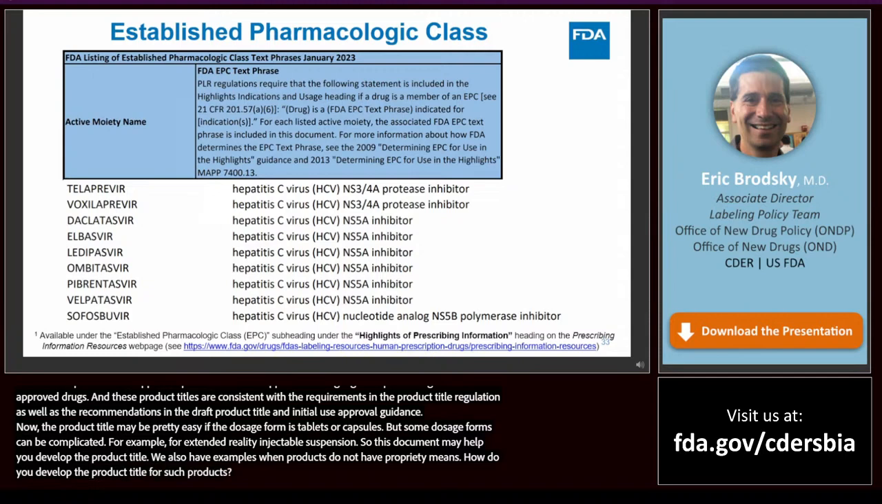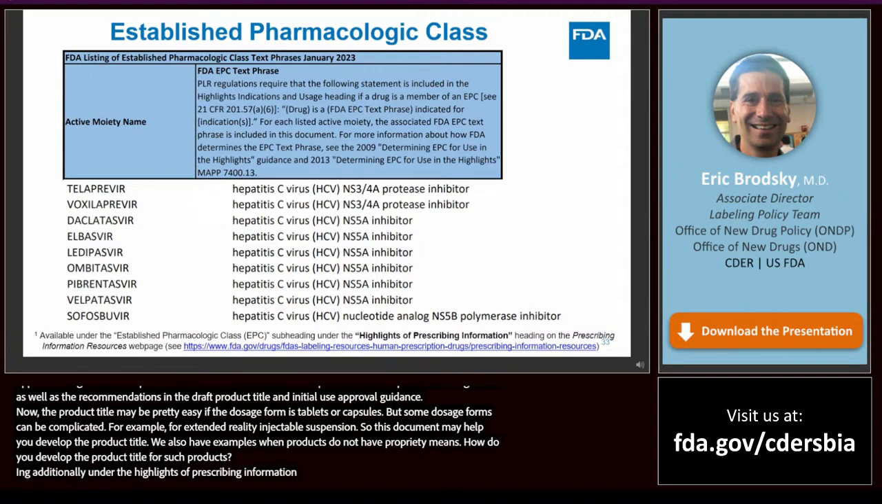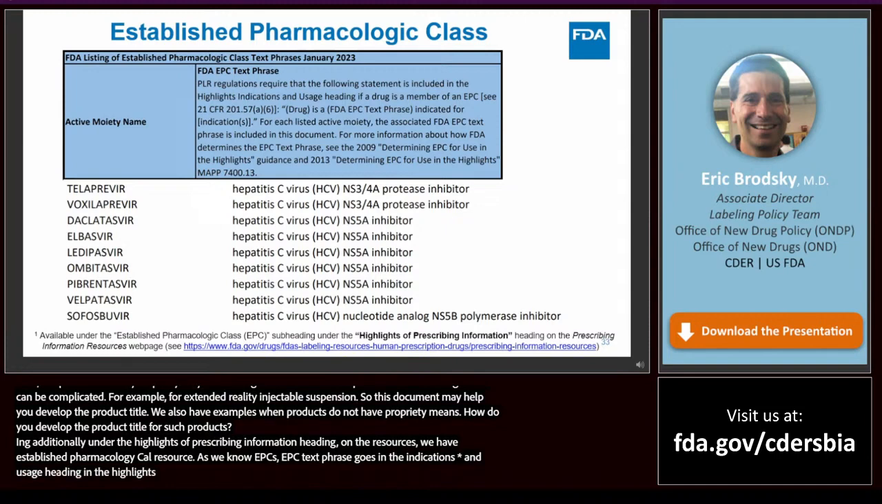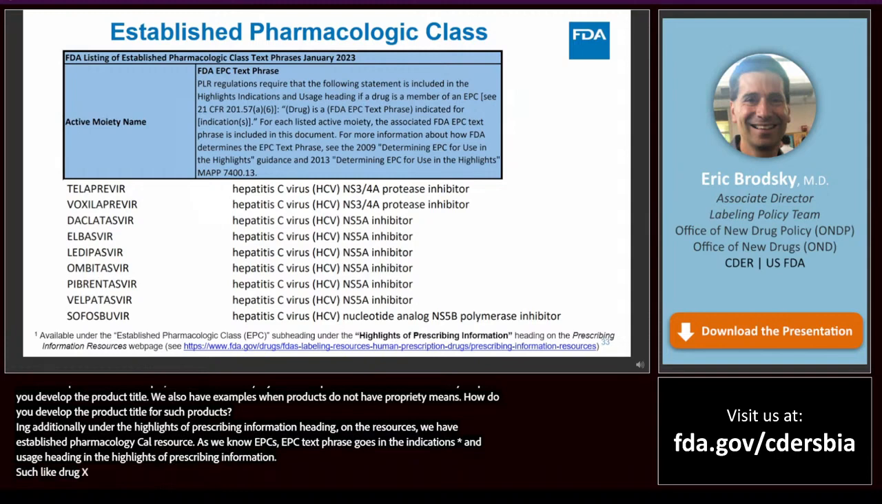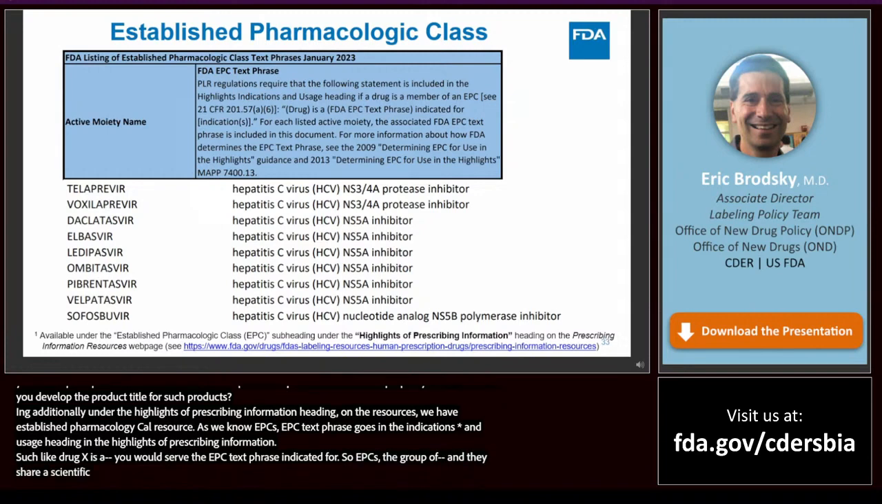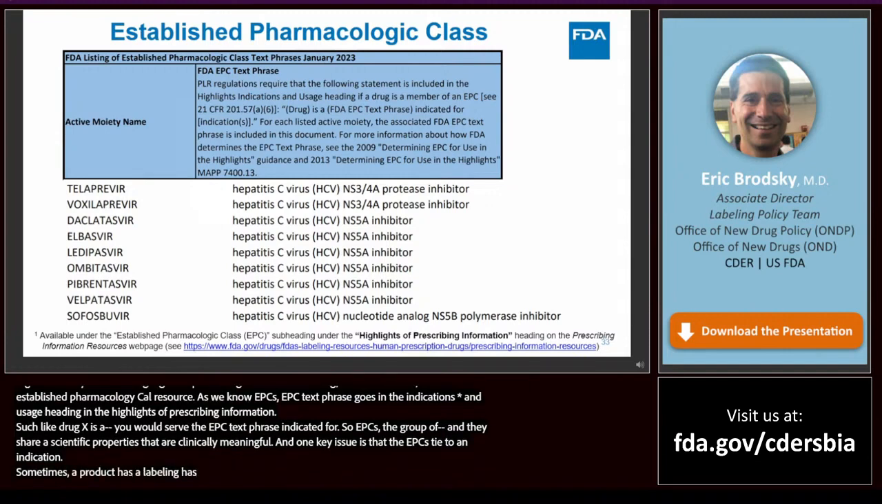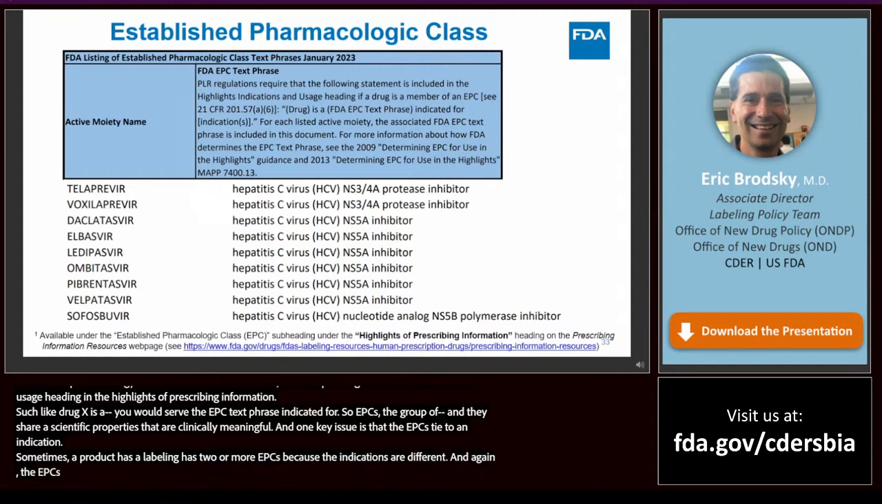Additionally, under the highlights of prescribing information heading on the Prescribing Information Resources webpage, we have the established pharmacologic class resource. As we know, the EPC text phrase goes in the indications and usage heading in the highlights of prescribing information, such as: drug X is a, you insert the EPC text phrase, indicated for. EPCs are a group of active moieties that share scientific properties that are clinically meaningful. One key issue is that the EPC is tied to an indication. Sometimes a product's labeling has two or more EPCs because the indications are different. And again, the EPC is tied to the indication.